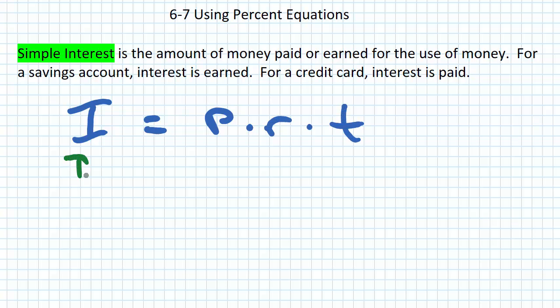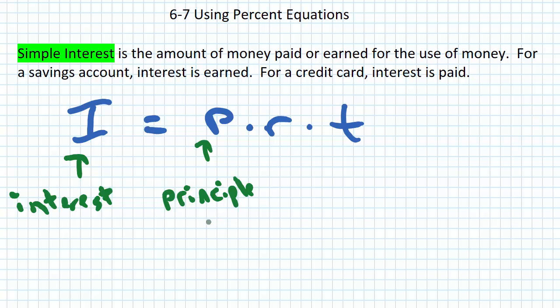Let's talk about what each of these mean. This is interest. So the interest, the simple interest that we're looking for, is equal to the principal, like starting. That means how much money you have. So in the case of a savings account, it's how much money you put in the account to save. If I put $100 in my savings account, that would be the principal. This is the rate. This is the percentage rate, and I'm going to say as a decimal.